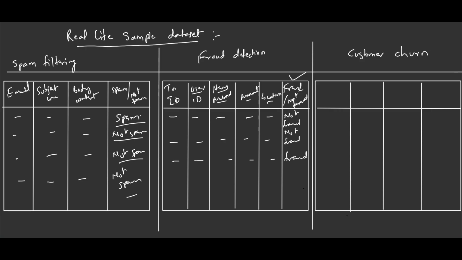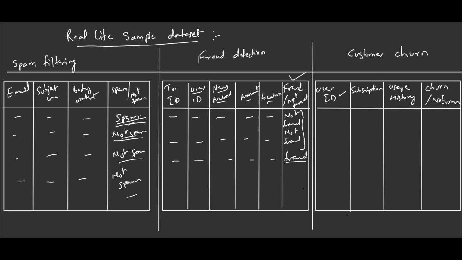So again, if we see this data set, this is an imbalanced data set, right? Because here you can see the majority class as not fraud and the minority class as fraud. In this case also, not spam is the majority class and spam is the minority class. The next data set you can see is for customer churn, right?